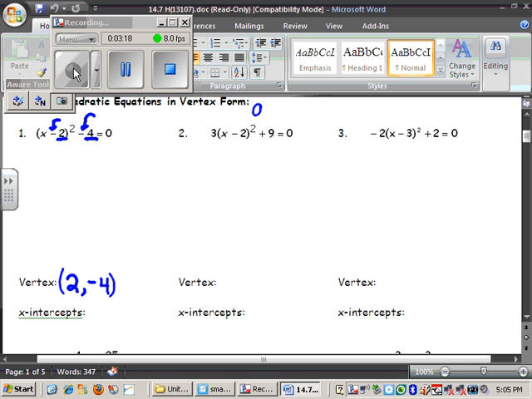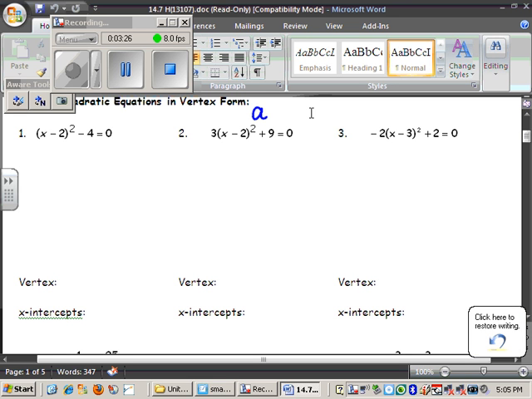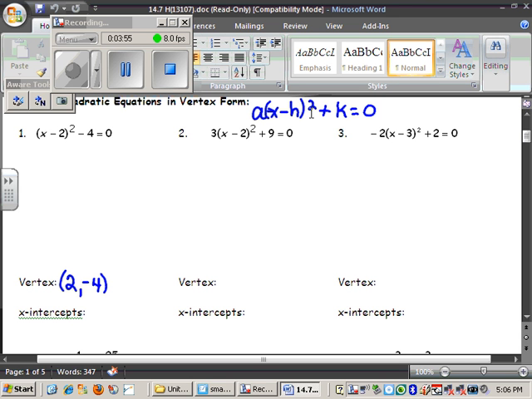Again, the formula is a times x minus h squared plus k equals 0, with my h and my k being my vertex. Because I have a minus sign next to the 2, that makes the 2 of my vertex positive. And because I have a minus sign next to the 4, and it should be a plus, that tells me that my y is negative. Very important to watch those operations.